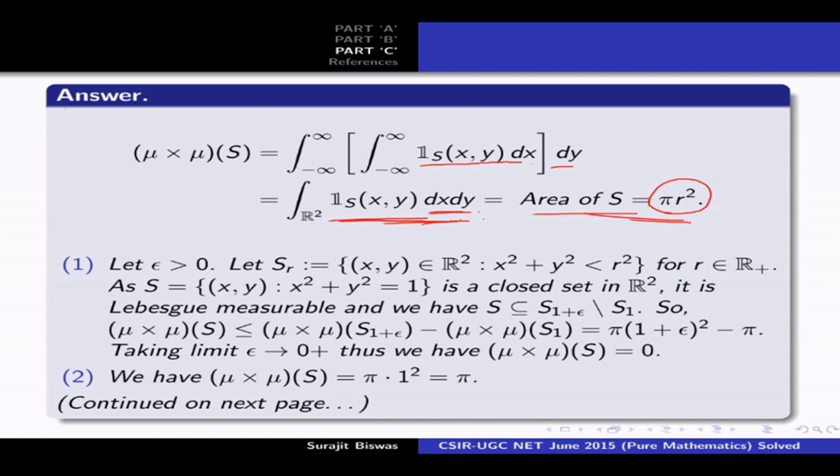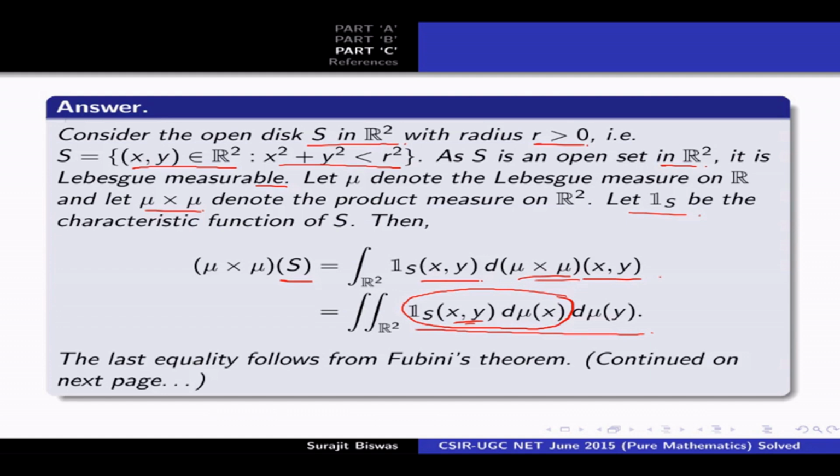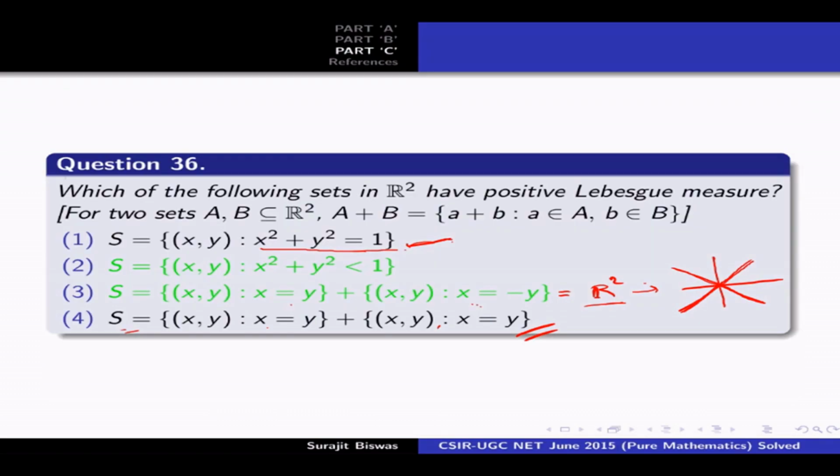Okay, so now we compute the other thing. So, what is part 1? Part 1 is the unit circle. We have to find the Lebesgue measure of the unit circle.